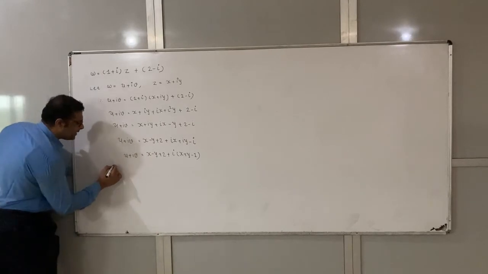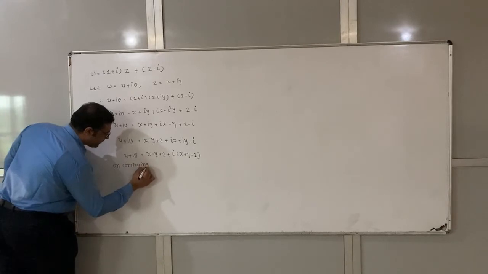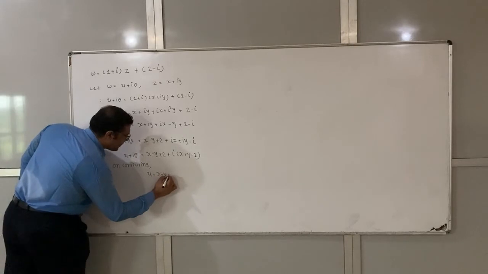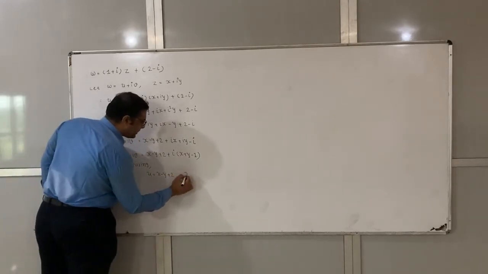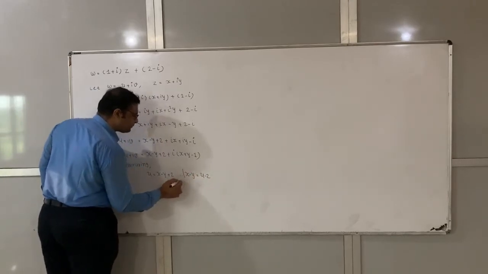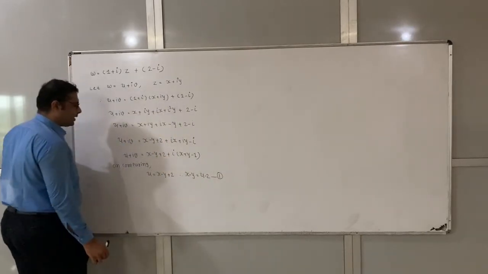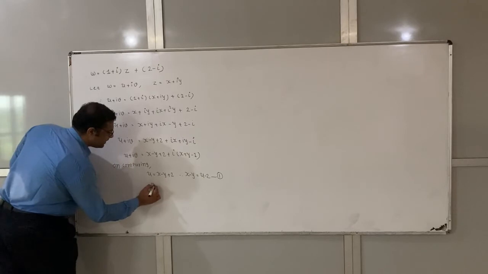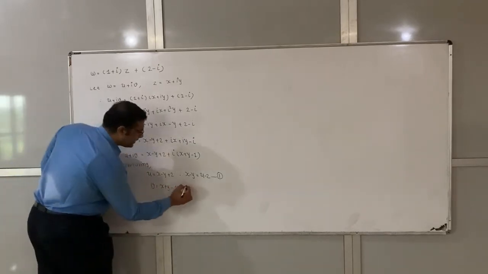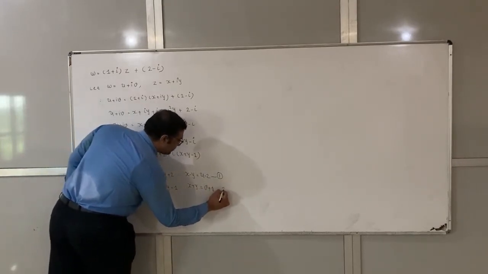Now on comparing real and imaginary parts, you will get u is equal to x minus y plus 2. So we can say that x minus y is equal to u minus 2. Give this equation number 1. And imaginary part v is equal to x plus y minus 1. So you will get x plus y is equal to v plus 1. Give this equation number 2.